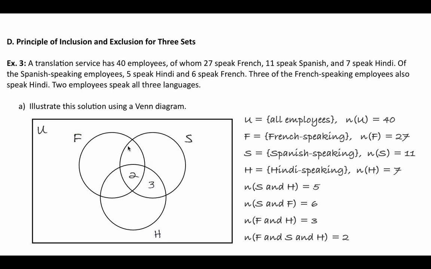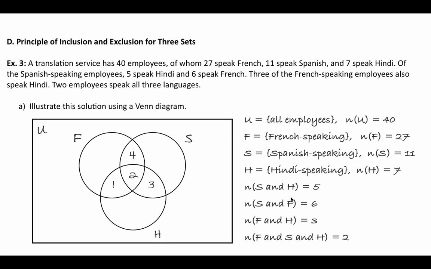We're going to go to Spanish and French speakers. So in this intersection right here, where the Spanish and the French overlap, we've already placed 2. There are 6 in total. So we just need 4 more that are still speaking Spanish and French, but not also speaking Hindi. And last but not least, the French and the Hindi speakers, which are right here. There are 3 of those. Again, we've already placed 2, so we put a 1 down here to represent 3.